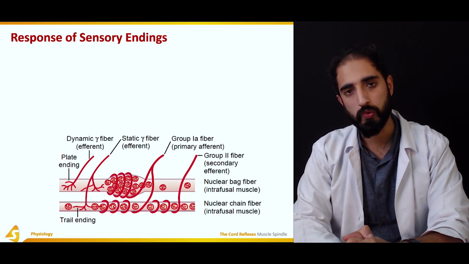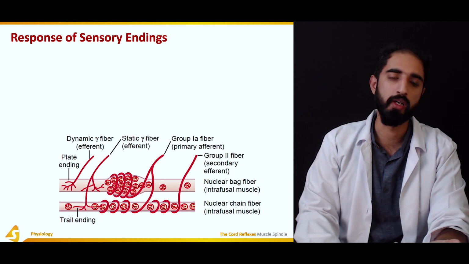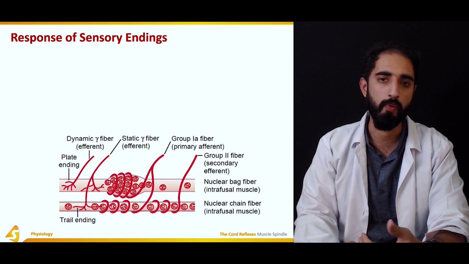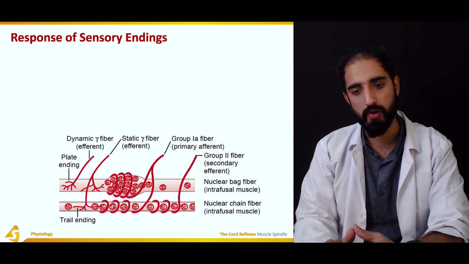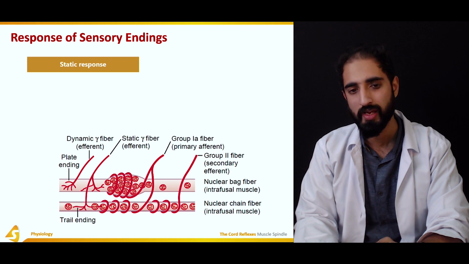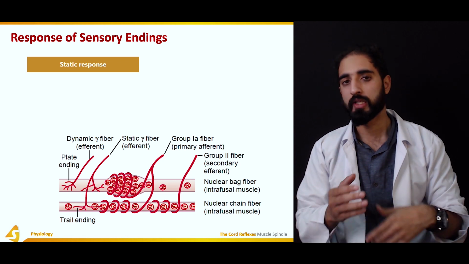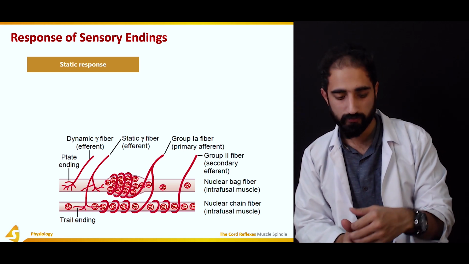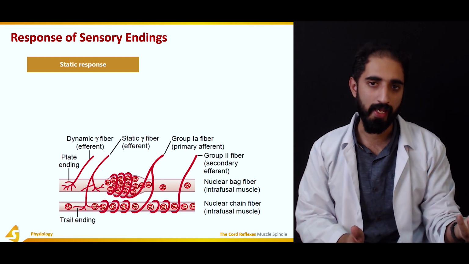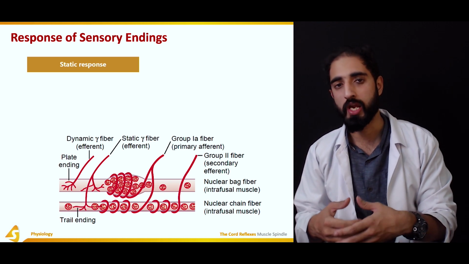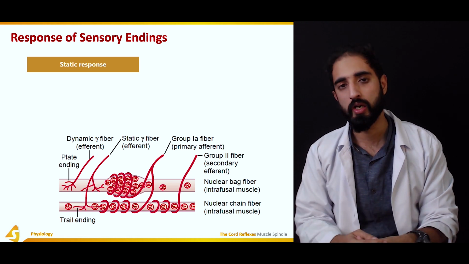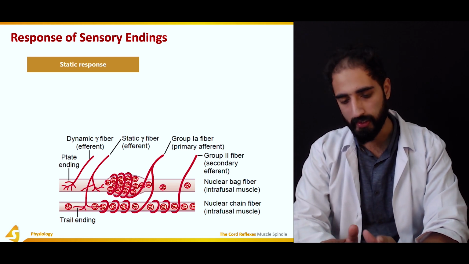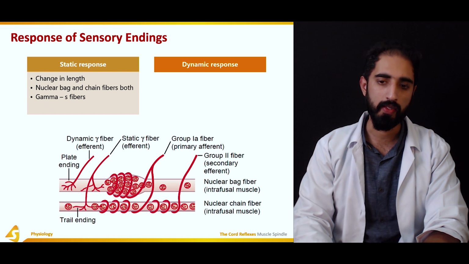So the response of sensory endings: there are two types of nerve fibers, the primary and secondary afferents. Then we have two types of intrafusal muscle fibers, the nuclear bag fibers and the nuclear chain fibers. So we have two types of responses as well, because in the start of this lecture, we discussed that excitation of the muscle spindle can be either because of the change in length, or because of the change in rate of length. So because of that, we have two types: the static response and the dynamic response.